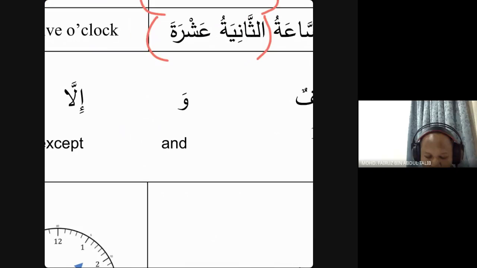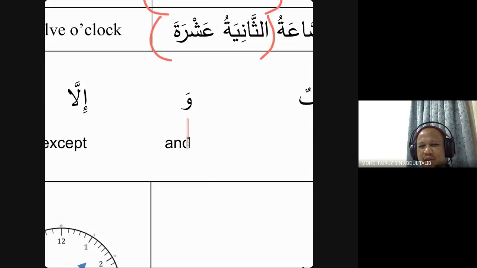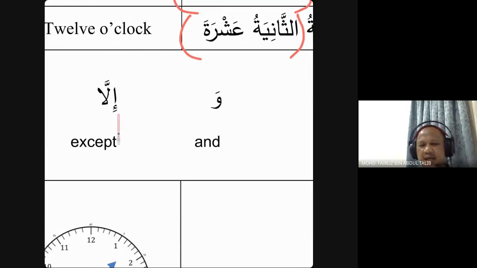Next word is wa. Wa means and. So this wa, we are going to use this when you want to say 1 and 30 minutes. So 1 and. So you will need this word, wa. And the last word is illa. Illa means except. So this is if you want to say 1:45. So in Arabic, they will say, oh, it is 2 o'clock except 15 minutes. It is not 2 o'clock yet. So like in English, we say, what? 1:45. It is 1:45. All right.